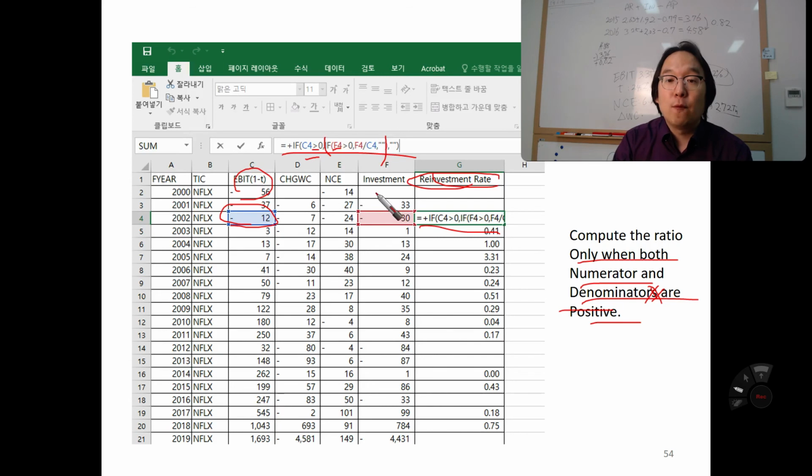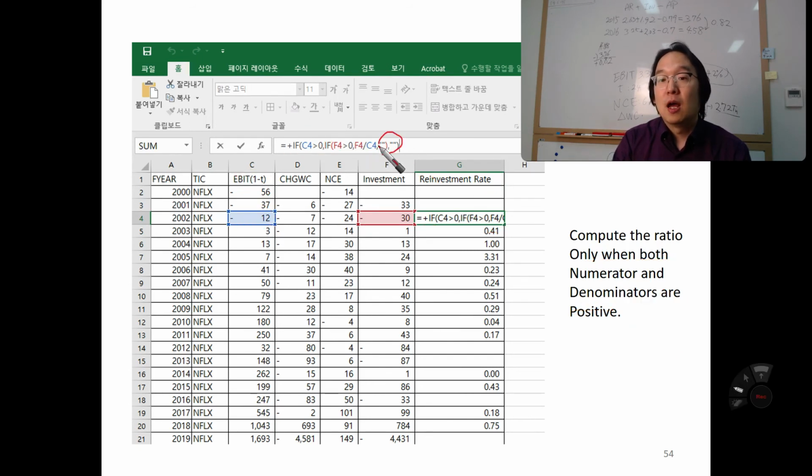If F4, this investment, is positive, then do the following. So one condition, two conditions satisfied, compute the ratio. Otherwise, leave it blank, which means if any of these two are negative, leave it blank, and then the result looks like this. Nothing shows up. No number, no number, but yes number here, no number over here. Okay? So that's how I would do it.